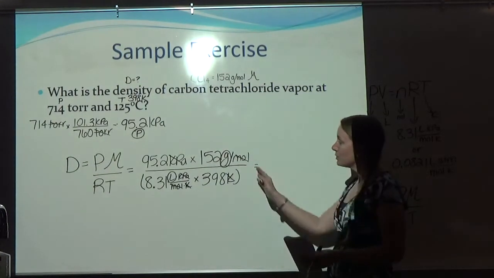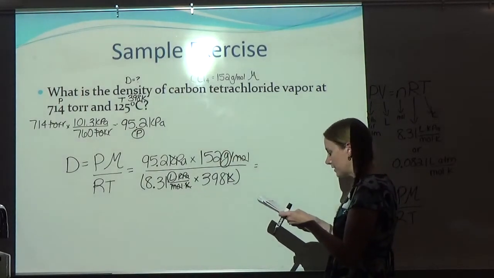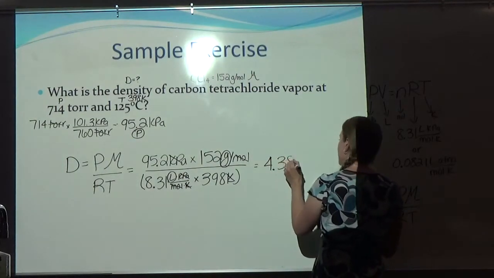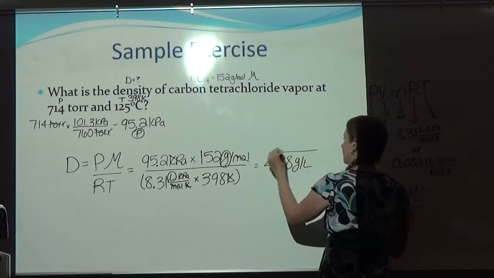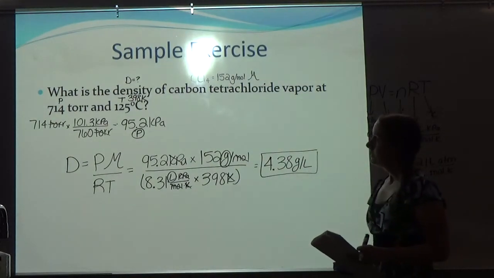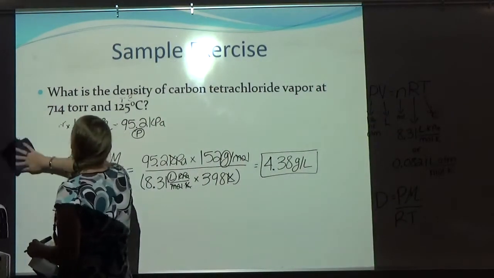All right, so I just multiply the top and divide the bottom, and so once I did that, I got, oops, sorry, I'm looking at the wrong one. There it is, 4.38 grams per liter. And that's all you have to do. All right, so let me erase this one, and you try the next one.